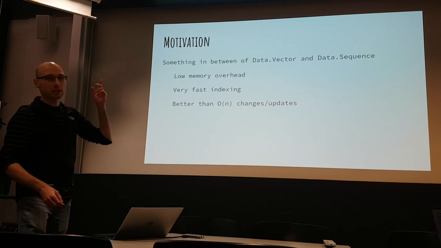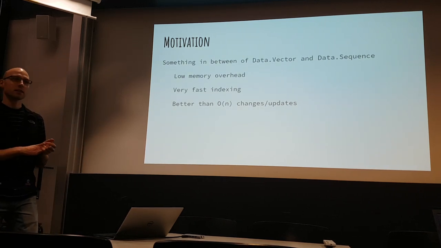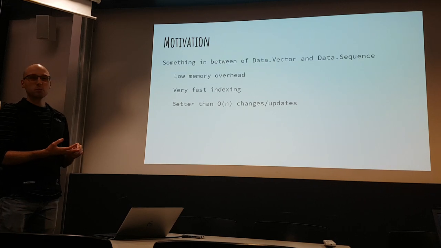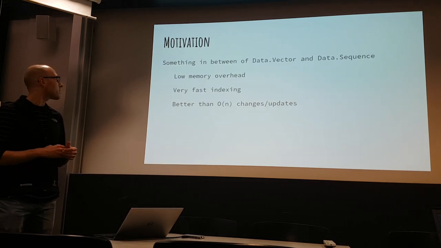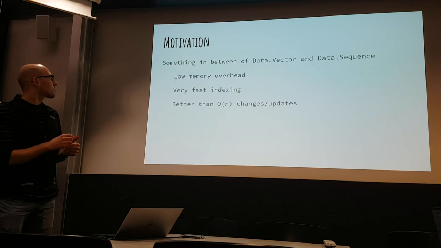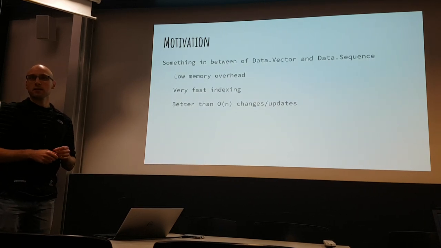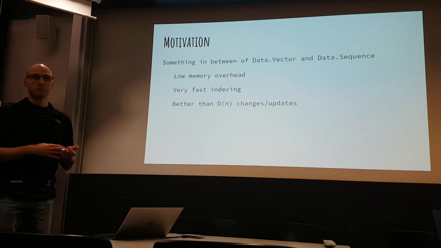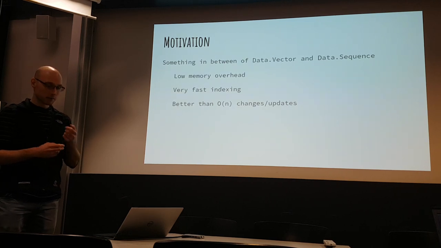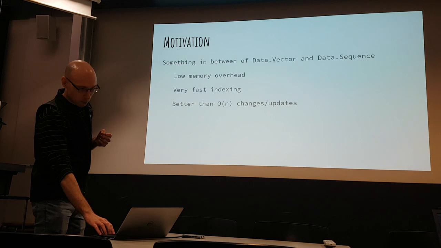So if you think about Data.Vector, it's essentially this flat memory array, right? If you don't need to modify anything ever, that's the best thing. You just construct it once, and you can quickly index into it. Data.Sequence gives you the ability to modify things fairly quickly, especially at both ends of a sequence. But it has fairly high memory overhead, and indexing is actually not all that fast. I'll have a comparison later.